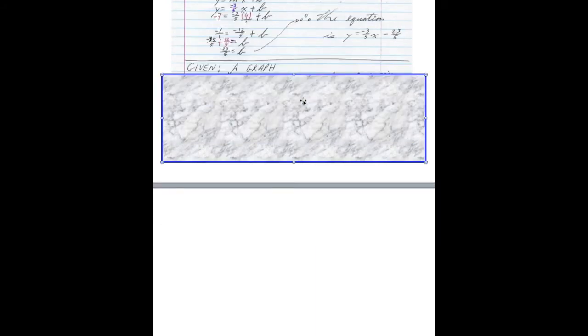Last but not least, if they give you just a line on a graph, watch what happens. Depending on where the line crosses the y-axis, they have given you the b factor or the y-intercept directly. So I can go to my generic y equals mx plus b, plug in my b factor.